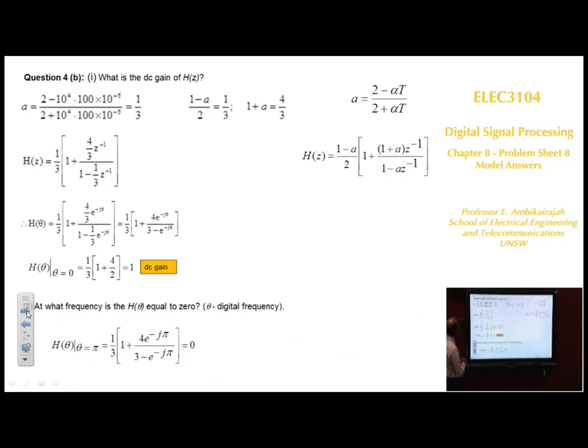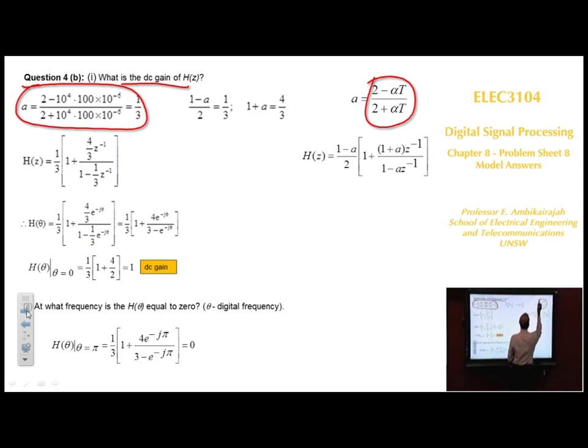This is the last part of it. First, what is the DC gain of H(z)? That's the first part they're asking. So how do you find the DC gain? First you calculate A. How do you calculate A? We know A is (2 minus alpha T) over (2 plus alpha T). You substitute values for alpha, which we already calculated earlier, and we know T. You substitute all of them here and you get 1/3. And also, 1 minus A over 2 we need, which is 1/3 as well.